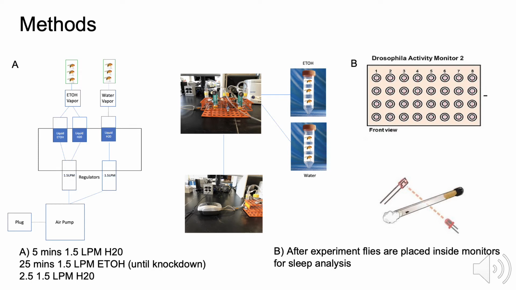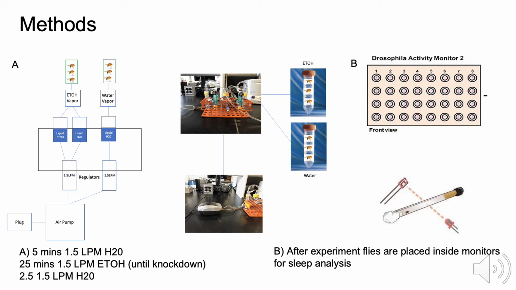The experiment basically consists of 5 minutes of water at 1.5 liters per minute. Then we switch the water to ethanol, and we expose flies to ethanol until all flies are knocked down. Then we add water for 10% of the time it took for the flies to be knocked down. For the control group, we expose them to water.